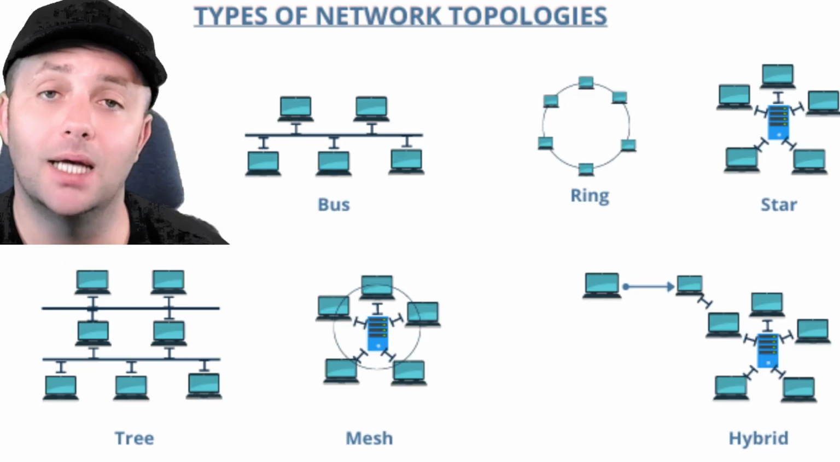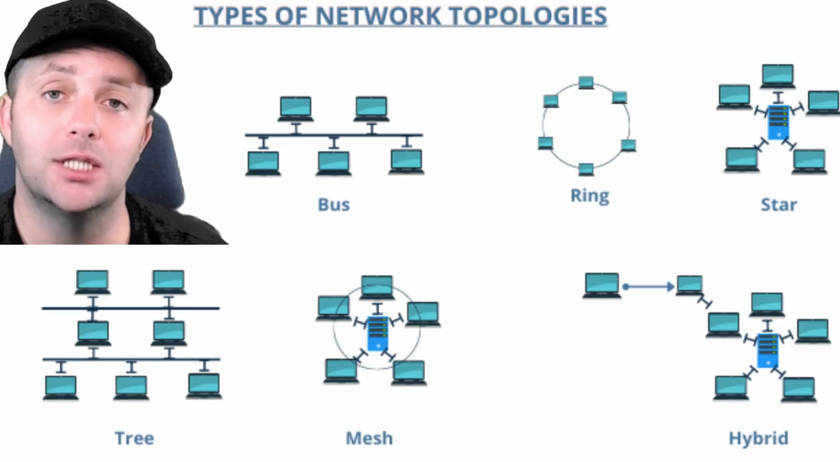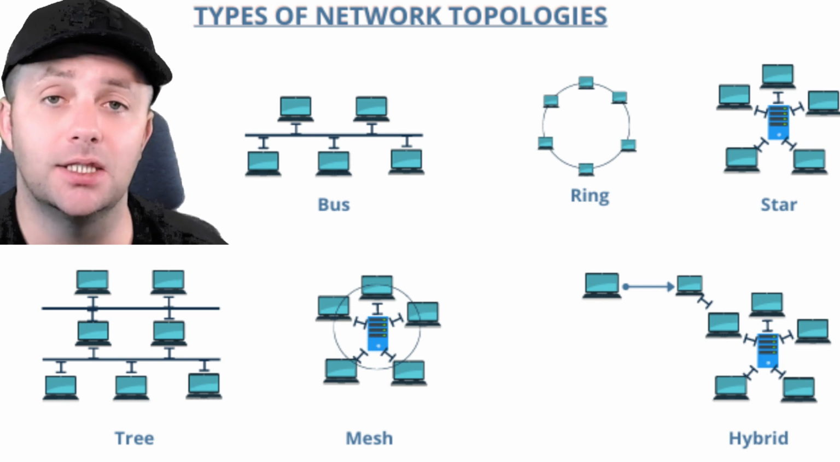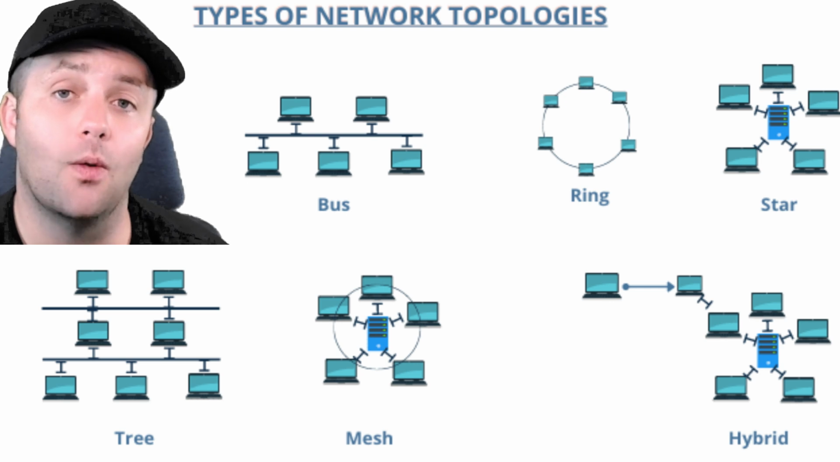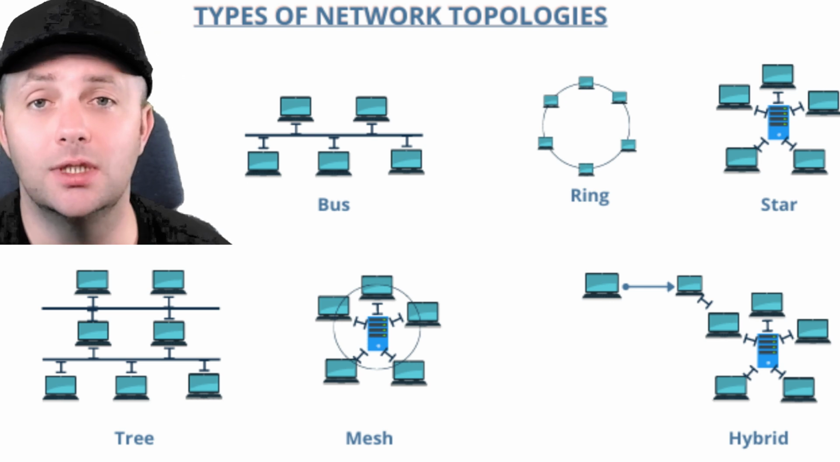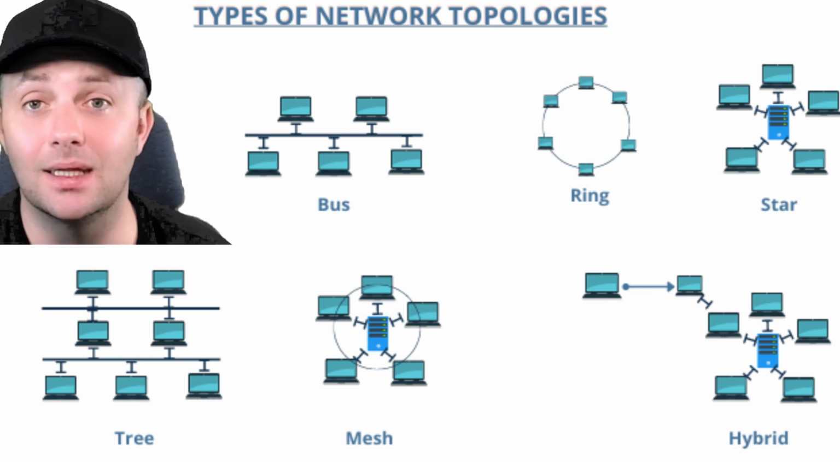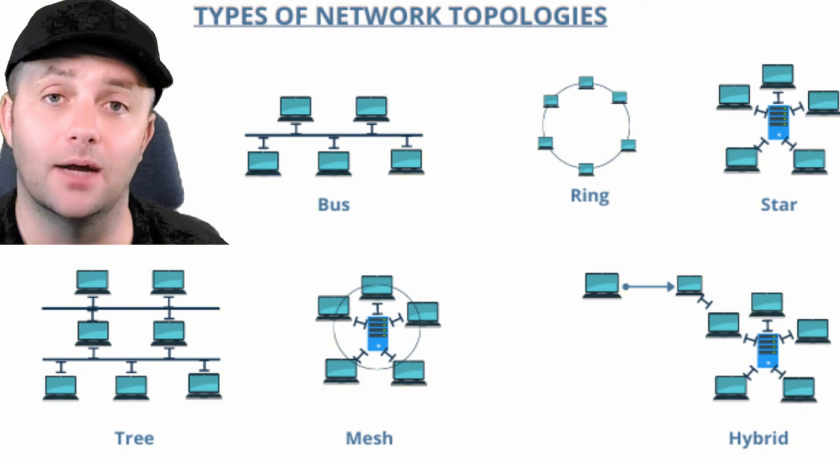So, we've covered several types of networking topologies: bus, star, ring, mesh, tree, and hybrid. Each has its own advantages and disadvantages, depending on the size, purpose, and requirements of your network. The choice of topology can impact not just the performance, but also the scalability and fault tolerance of a network.